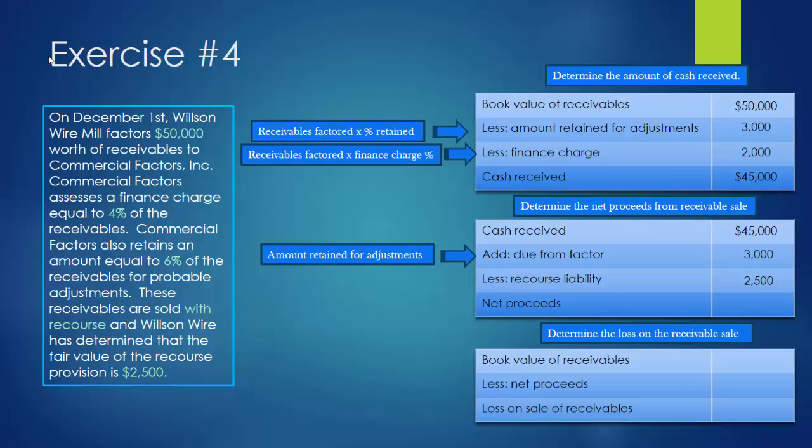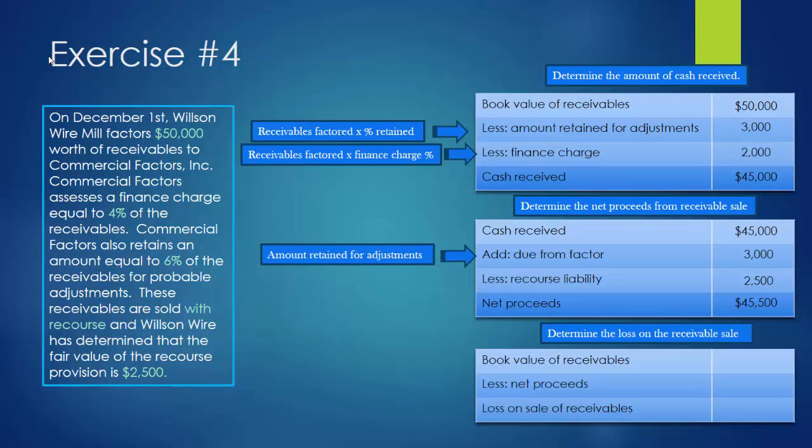They're holding on to $3,000 now, but to our best estimate, we think that there's really only $2,500 worth of bad debt in there, which means they're holding on to $500 too much, which they're going to have to give back to us if that bad debt isn't there. So our net proceeds are going to be $45,500 in total. The $45,000 in cash we received plus the $500 extra that they're holding on to for probable adjustments right now.